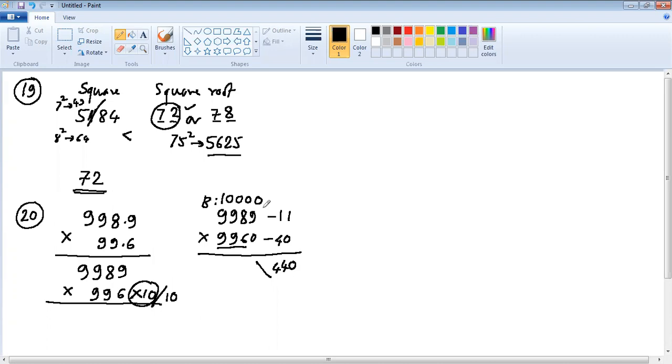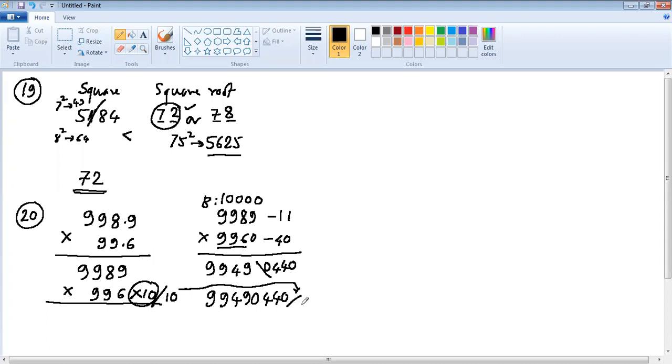Okay. So the base is 10,000. So 1 0 is required here. Subtraction this way is easy. 9 minus 0 is 9. 8 minus 4 is 4. 9. So the answer here is 994904440.